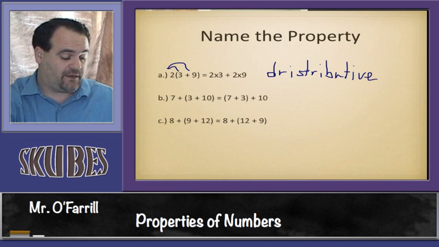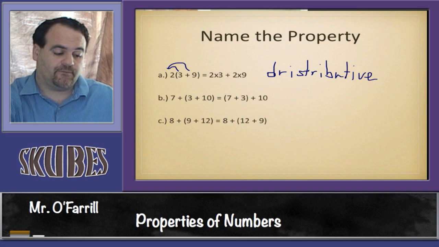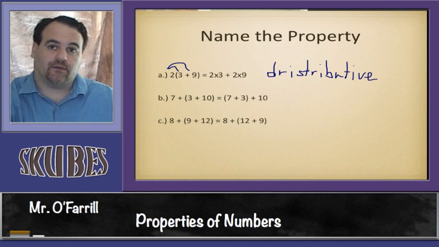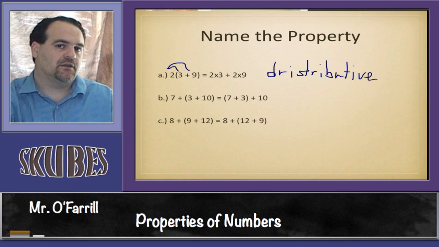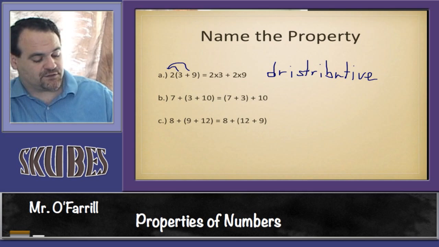For B, let's take a look there. We have 7 plus (3 plus 10) equals (7 plus 3) plus 10. What changed from one to the other? The parentheses changed. And what did the parentheses do? They group things together or cause the numbers to associate with each other differently. This is the associative property.